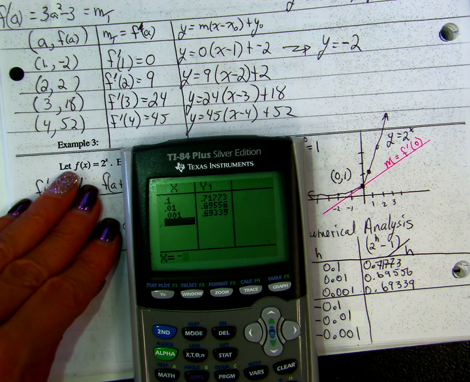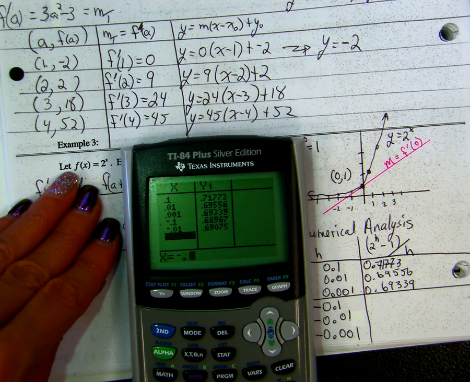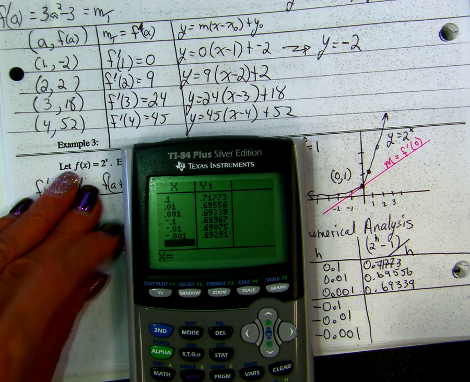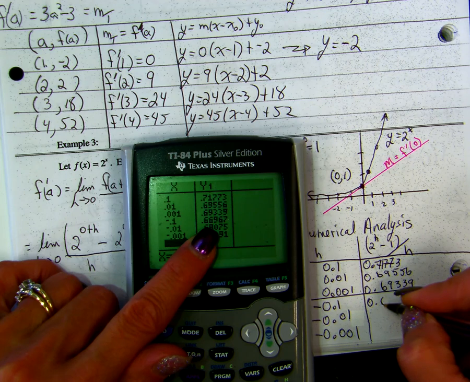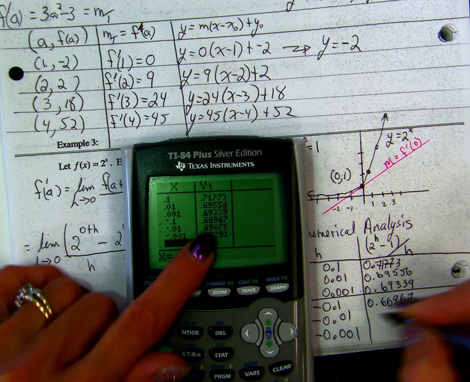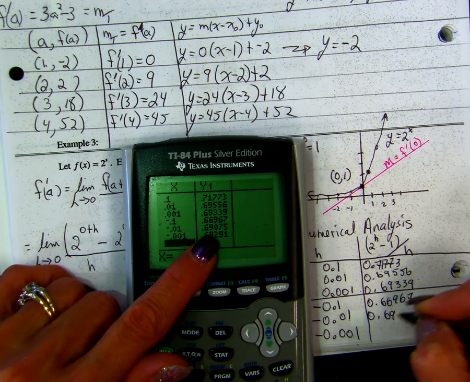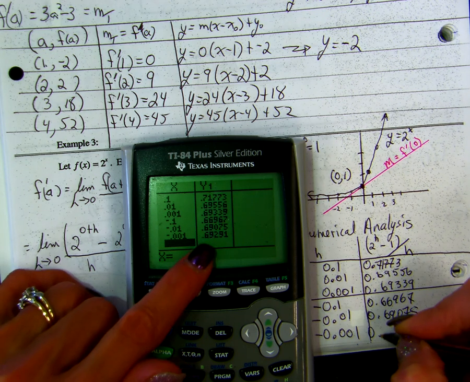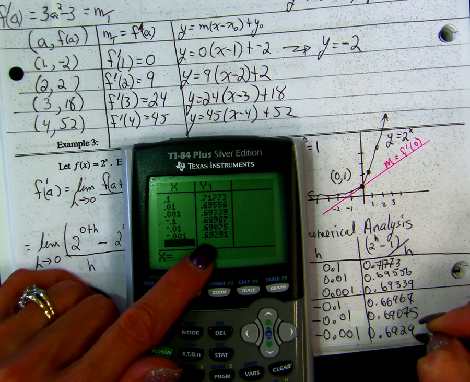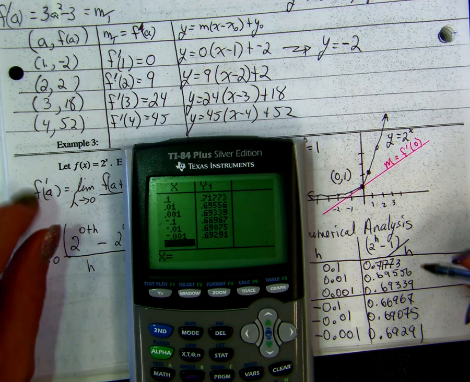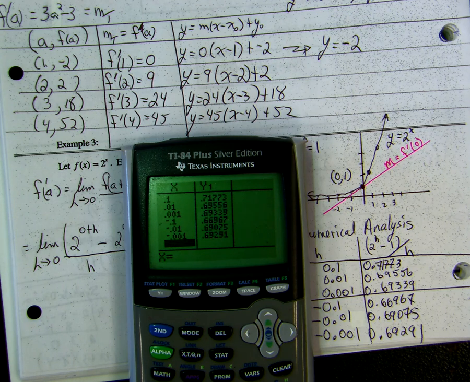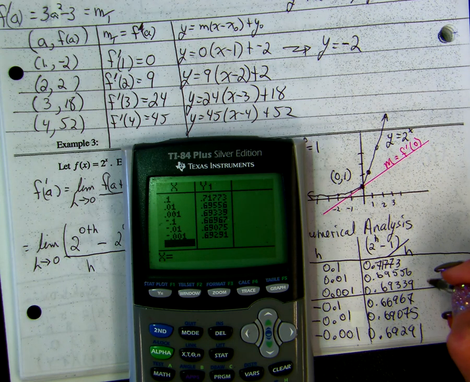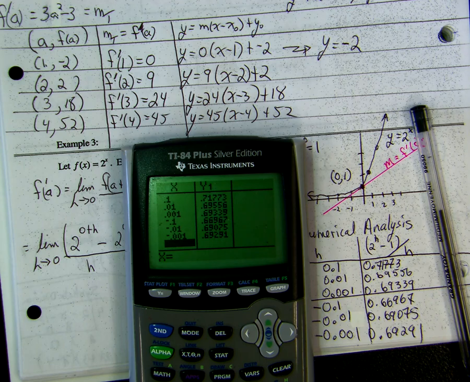So negative 0.1, negative 0.01, negative 0.001. And let's record our answers. I'm getting 0.66967, 0.69075, 0.69291. Now let's look for the pattern. So it looks like this one's getting closer to 0.69.